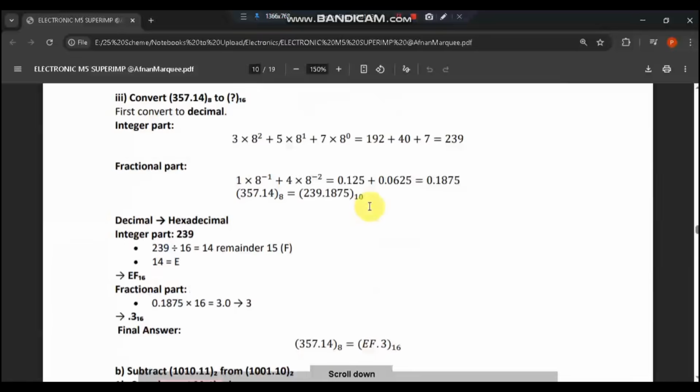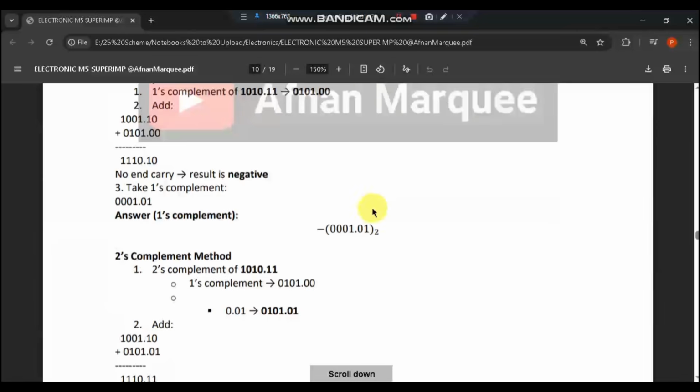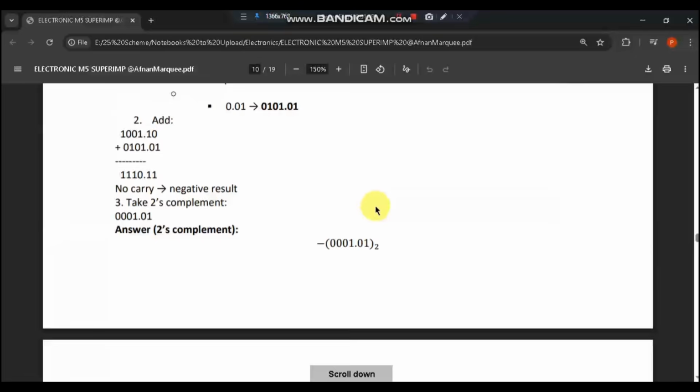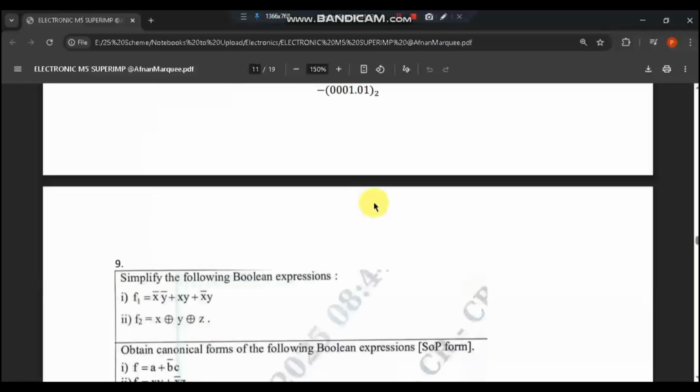Okay, so all of those answers are like that only. And subtraction also, I have already discussed how you find the complement and subtract it. In the same way you have to do these also. These are the further important questions which you do not have to miss.